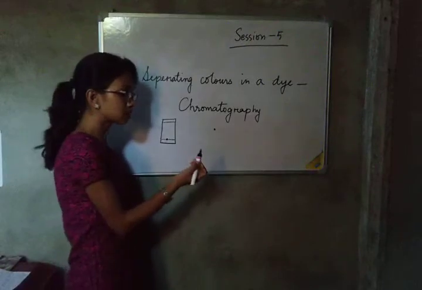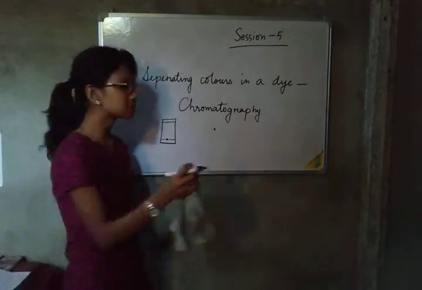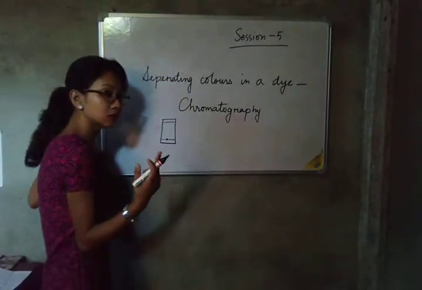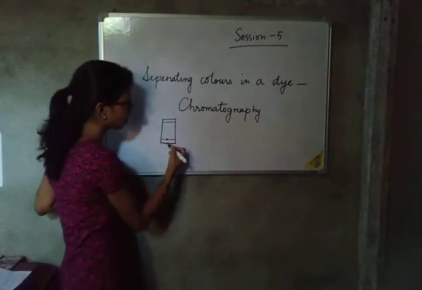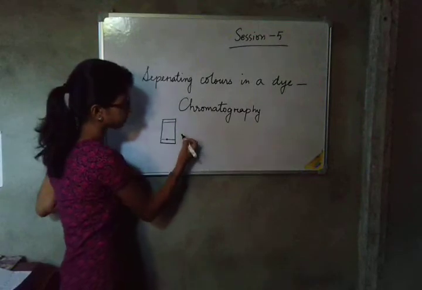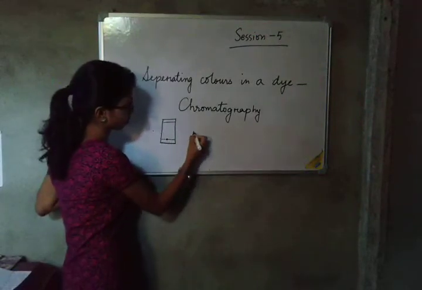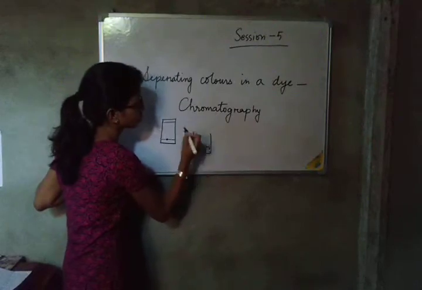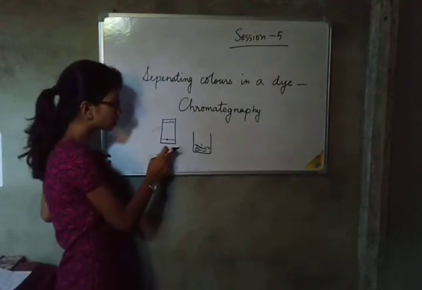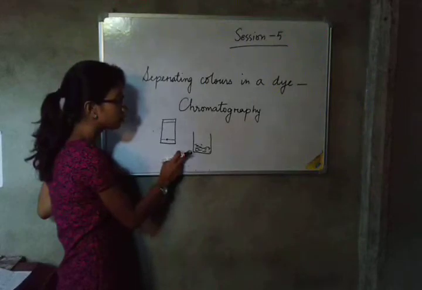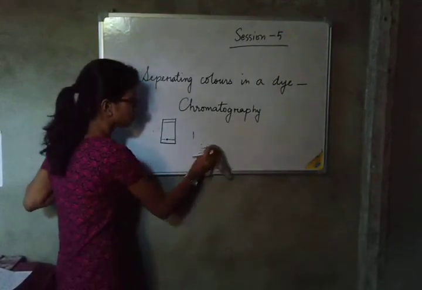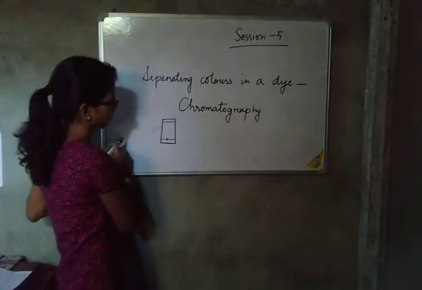Now since this black ink can be dissolved in water, I am taking the solvent in another beaker. For example, in this beaker I am taking water. Now what I will do is put this filter paper in the beaker. Is it clear? So the diagram will be in this way.